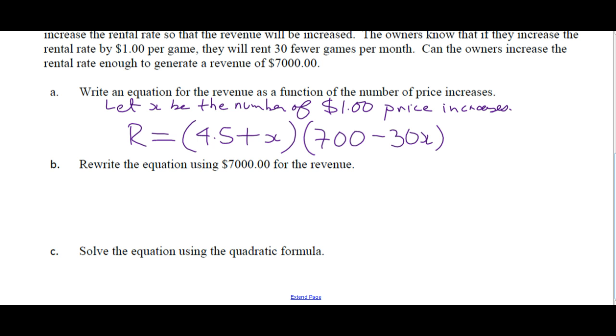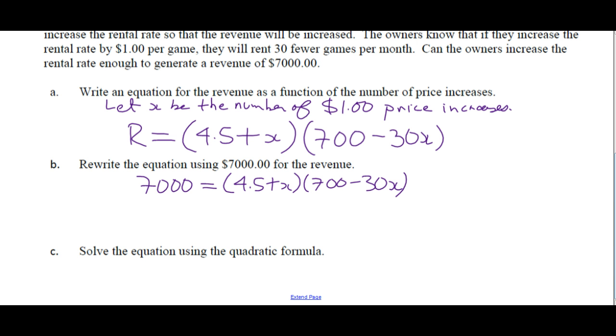Okay, so we have an expression for revenue. Rewrite the equation. Now we want to know, can we make $7,000? So it becomes 7,000 is equal to (4.5 plus x) times (700 minus 30x). So that's our new equation, right? Can the revenue be $7,000?